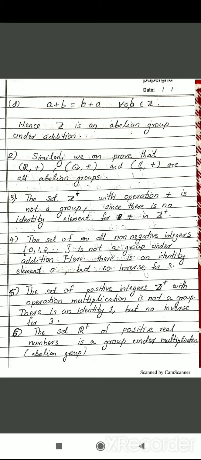There is no inverse for 3 because there does not exist an element A dash in the set Z plus such that 3 into A dash equals 1 equals A dash into 3. Therefore, there is no inverse for 3. There is no inverse for 2, there is no inverse for 4, etc. So, the set of positive integers Z plus under the operation multiplication is not a group.